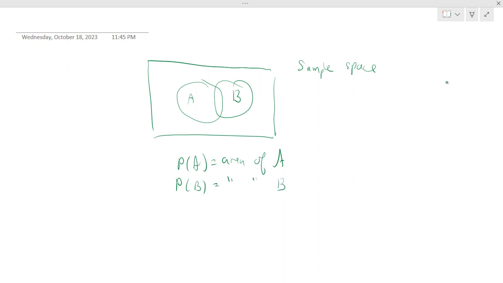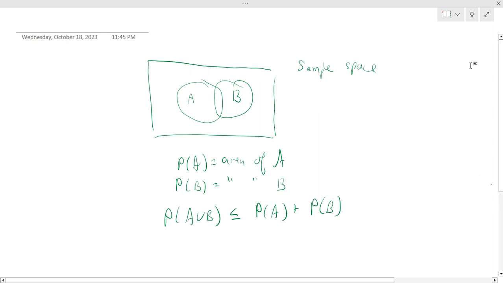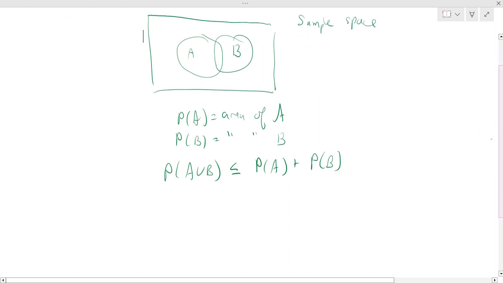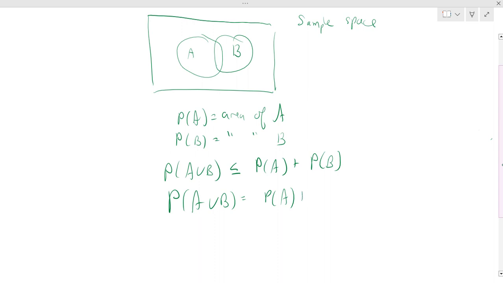Now certainly the probability of A union B is going to be less than or equal to the probability of A plus the probability of B, right? Because you have this overlap. In fact, what you have exactly is the probability of A union B is equal to P of A plus P of B minus P of A intersect B. Now, this is with two sets.